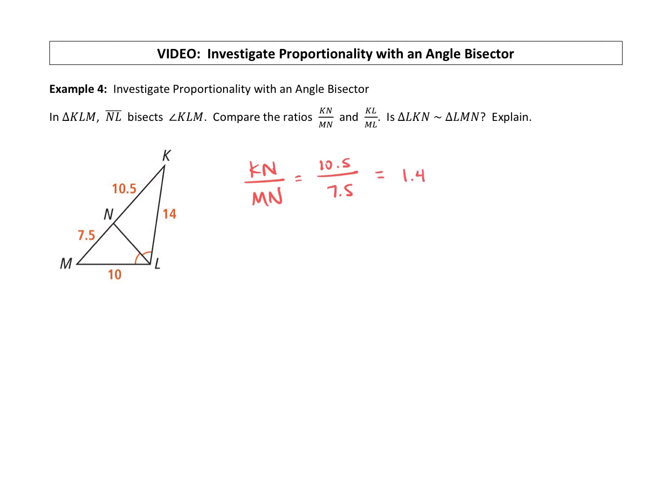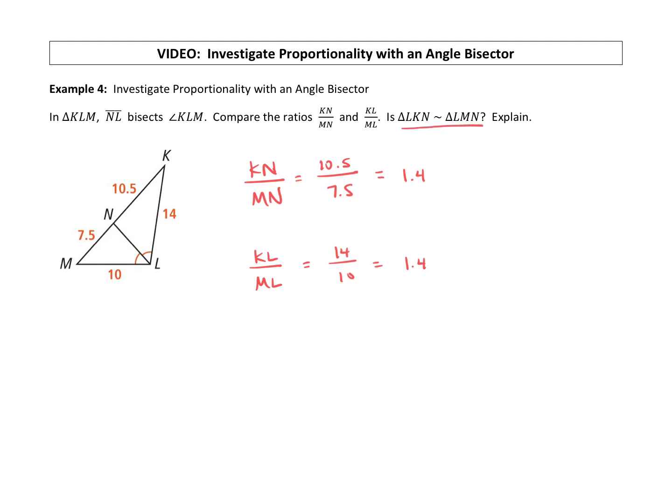Now they want us to compare KL and ML. Those are the two sides. KL is 14 and ML is 10. 14 divided by 10 is 1.4. So you can see we're getting the same ratio. Our ratios are equal to each other.